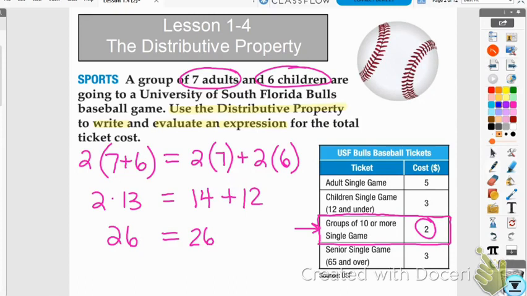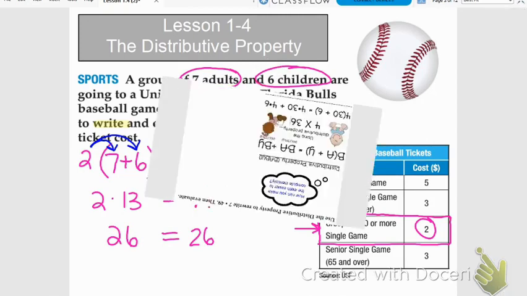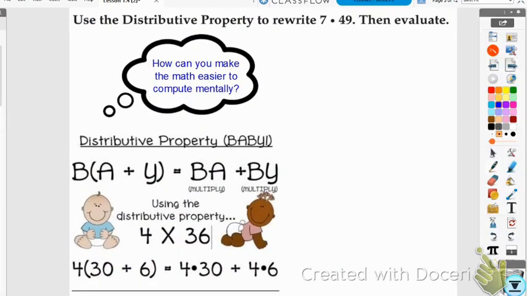So notice on the distributive property, all we're doing is taking that front number and multiplying it inside. And I know last year you did a lot of distributive property, so hopefully this is pretty straightforward and easy to follow. So distributive property makes the mental math easier.